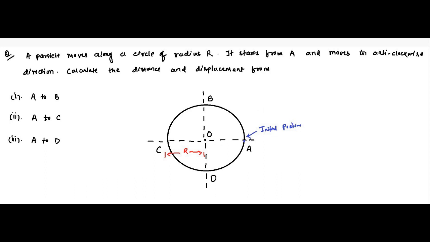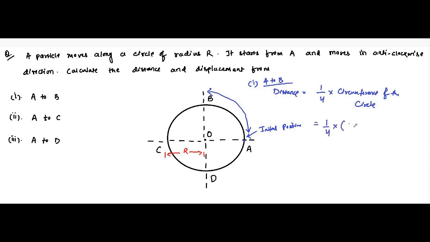Now from A to B, this much portion the particle covers, which is basically 1/4 of the circumference of the circle, which is the distance. First case from A to B, which is 1 by 4 into 2 pi r, which is equal to pi r by 2. This is the distance from A to B. Now the particle reached this position.